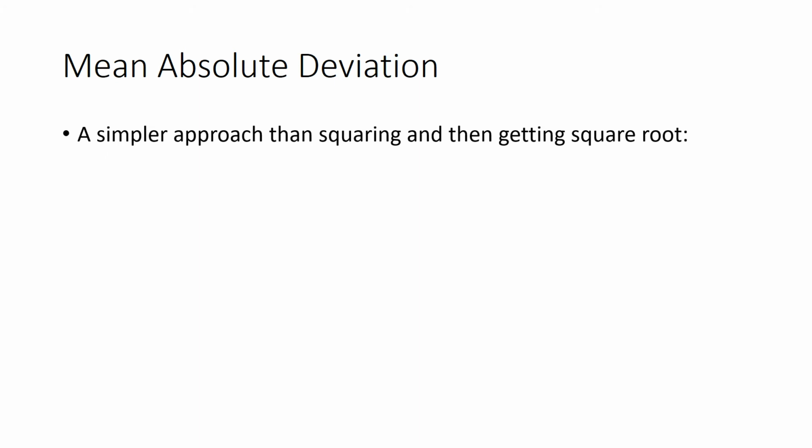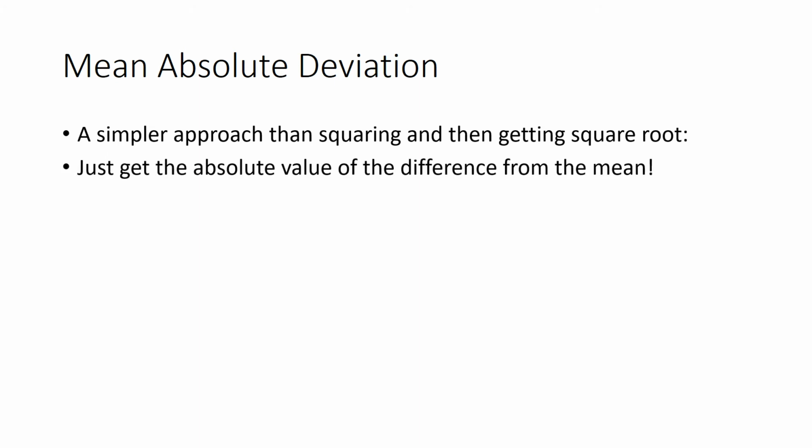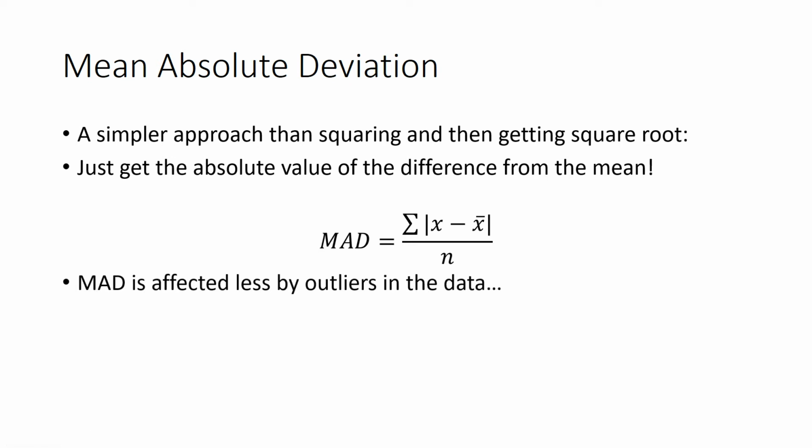Now, if you have thought about this, you may have realized, well, why do we have to square it? Why can't we just take the absolute value? And that, yes, you can. That's called the mean absolute deviation. So it's a simpler approach than squaring it and then getting the square root. Just get the absolute value, get rid of any minus signs. So absolute, if you may remember, is indicated by putting a bar to the left and right of a number. So we calculate x minus x bar, x minus the mean, so distance from the mean, but then take it as an absolute value so any negatives disappear. Don't forget to divide by n, like you did with the other formulas.